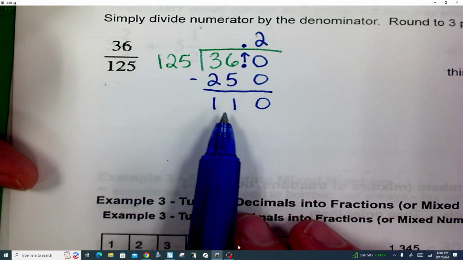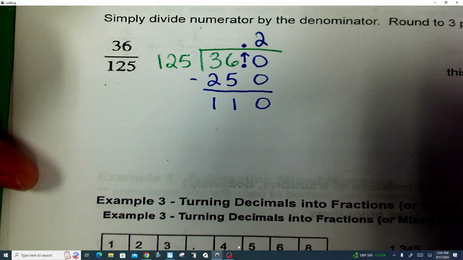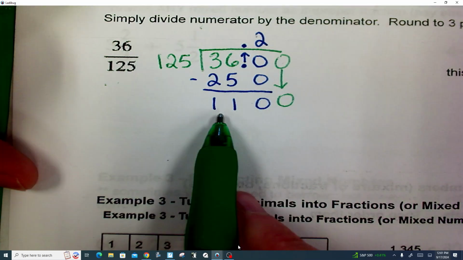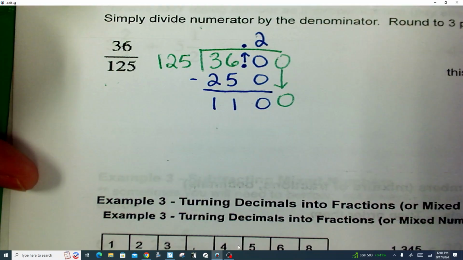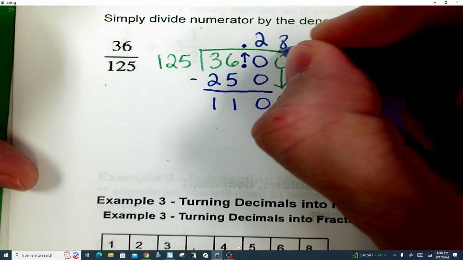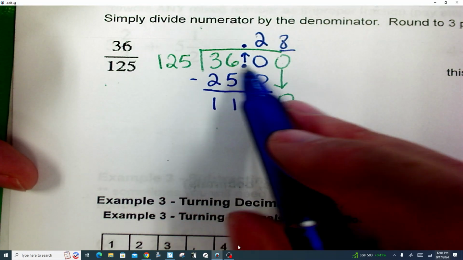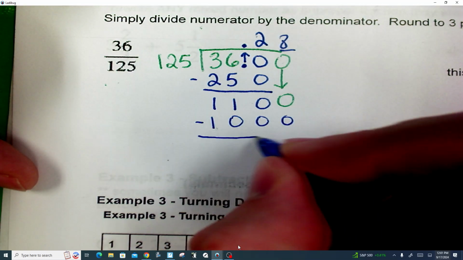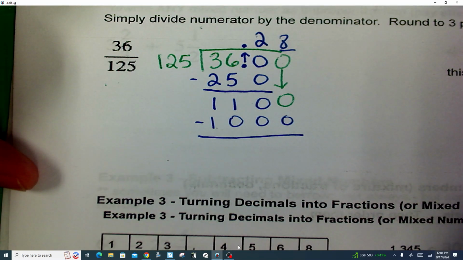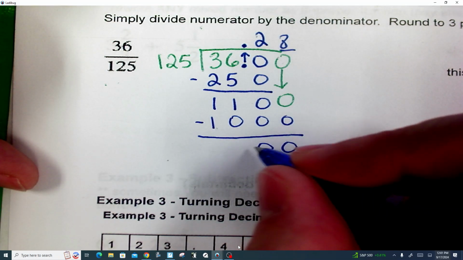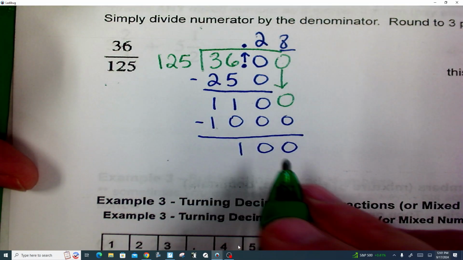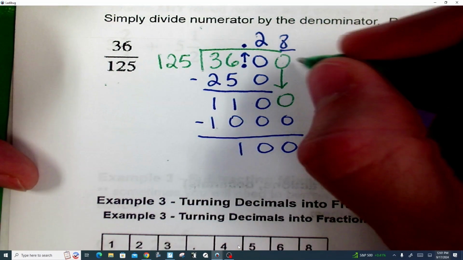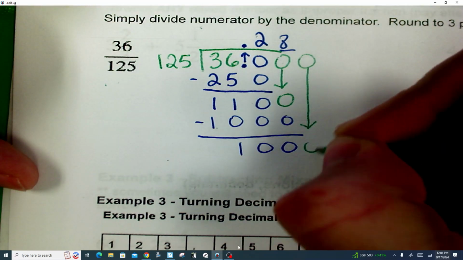So how many times can 125 go into, let's drop our other 0 down here. How many times can 125 go into 1,100? Total of 8. So I'm going to put that 8 right over there. 125 times 8, and I'm going to help you out, is 1,000. So how many is left over? 100. So since we have something left over and this 100 is less than 125, that means we've done it right. Add another 0 and drop it down.